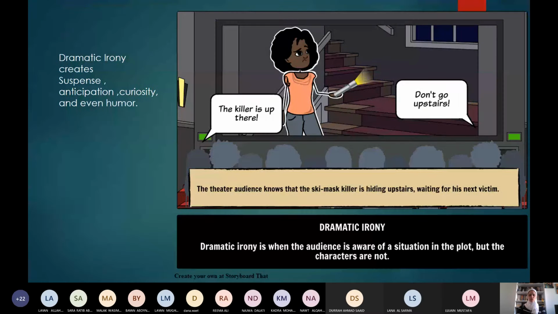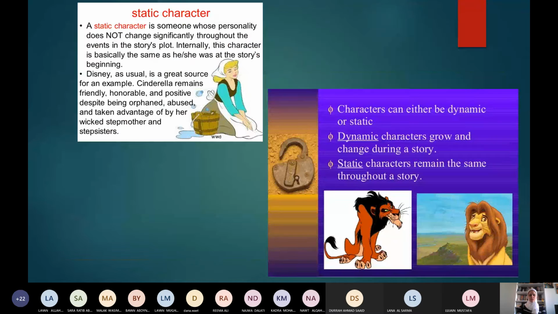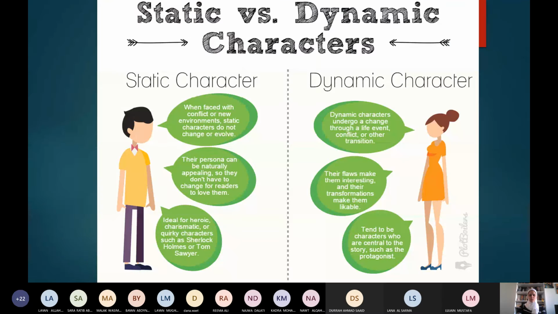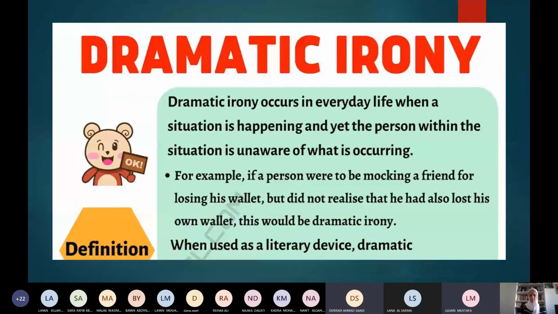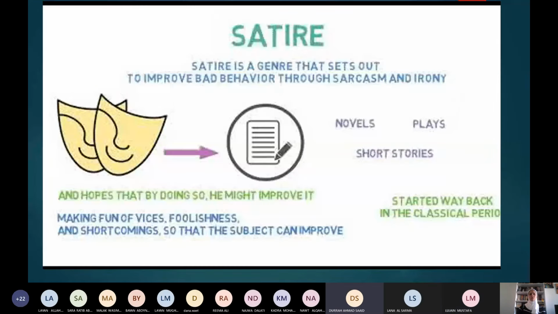Okay. So before we move, what did we meet now? Types of characters. How many kinds did we take? Static and dynamic. What else did we take? Dramatic irony. So now we will move to satire.